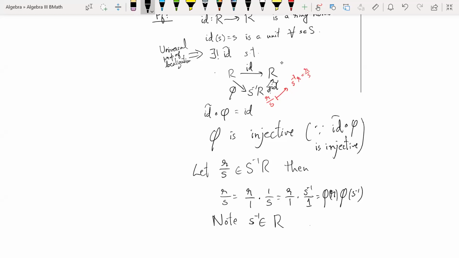So you just get a left inverse. Identity being an isomorphism only tells you that phi has a left inverse, right? That is what we get. So for surjectivity, we need some sort of right inverse argument.